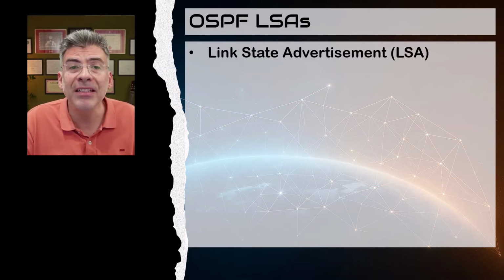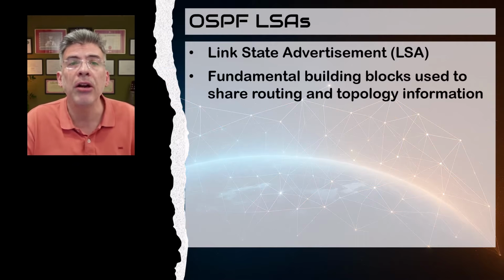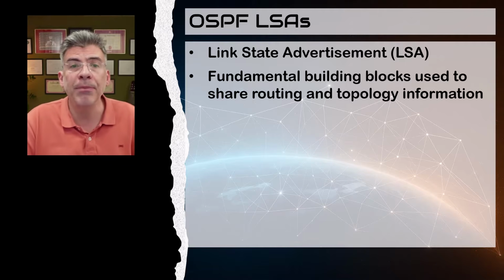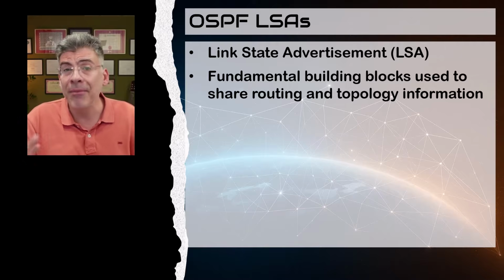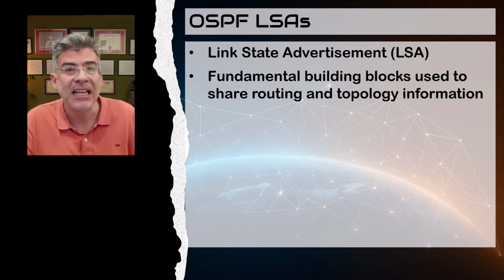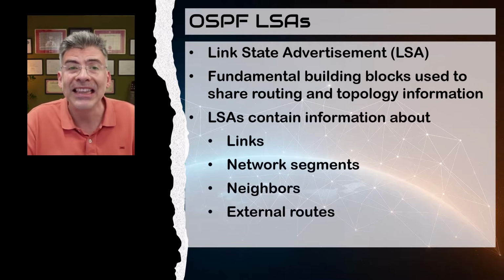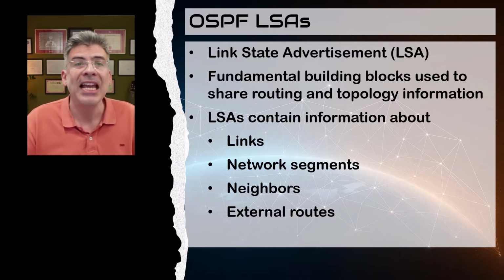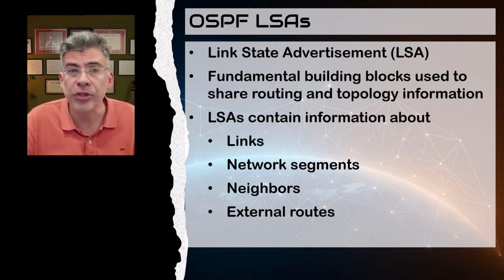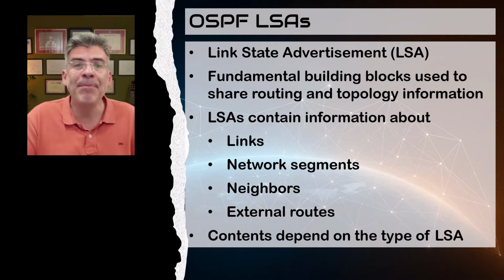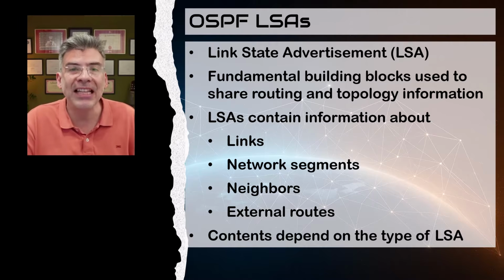LSAs are the fundamental building blocks used to share routing and topology information between routers within an OSPF area. Unlike EIGRP or RIP, where updates primarily contain network prefixes, each LSA contains information about a router's links, network segments, neighbors, and external routes. Now, what information is actually included in the LSA depends on the type of LSA in question.